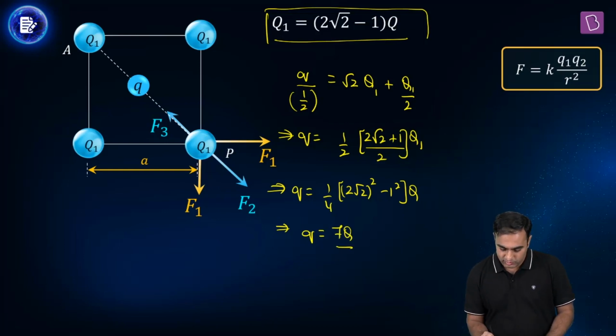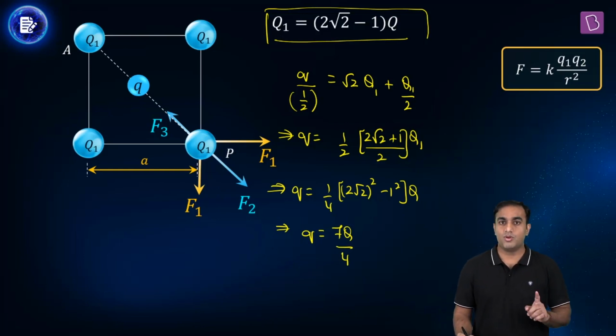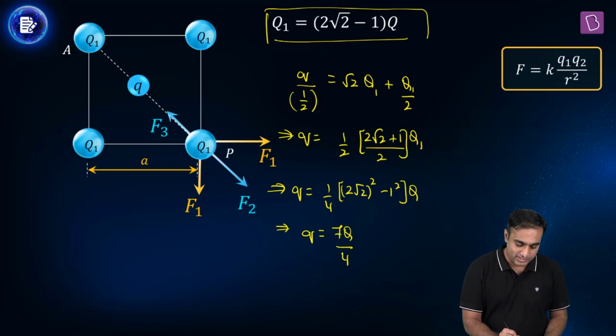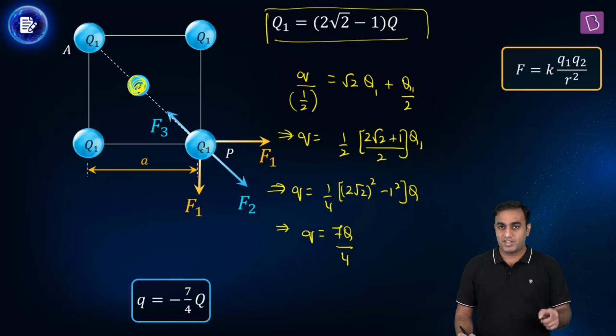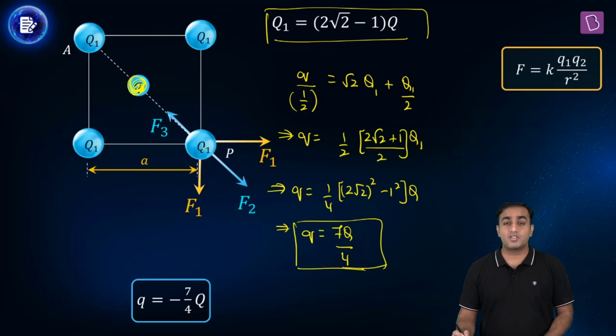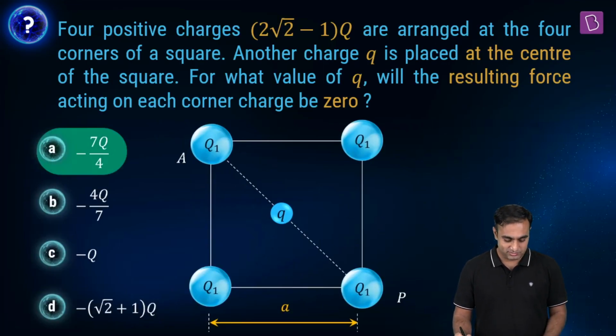So 7Q by 4. Is the answer 7 capital Q by 4? No. That's because we determined that this charge, small q, has to be negative in nature in order to produce an electrostatic force of attraction between small q and capital Q1. So, the correct answer is minus 7 capital Q by 4. This is only the magnitude because we consider the direction of forces already. This is your final answer. Now, let's look at the options once again. Obviously, the correct option is A.